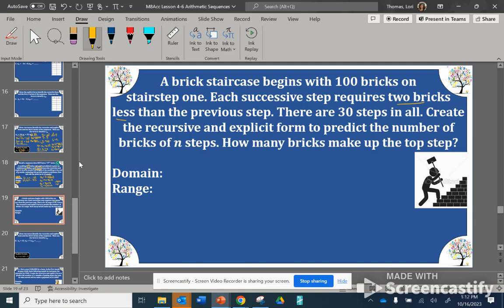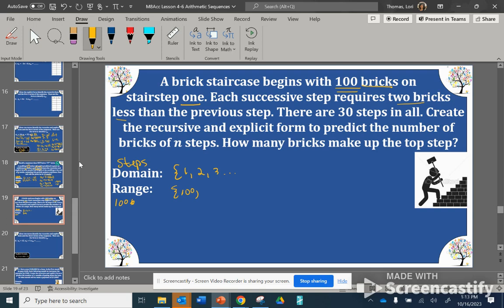is going to be, again, we know the domain is 1, 2, 3, and so forth. But what does this 1 represent? What does this 2? So we read the sentence again. A brick staircase begins with 100 bricks on stair step 1. So our domain are the steps, and the range are the number of bricks on each step. So on step 1, there is 100 bricks. On step 2, so this time, it actually gave us that first term in our word problem.